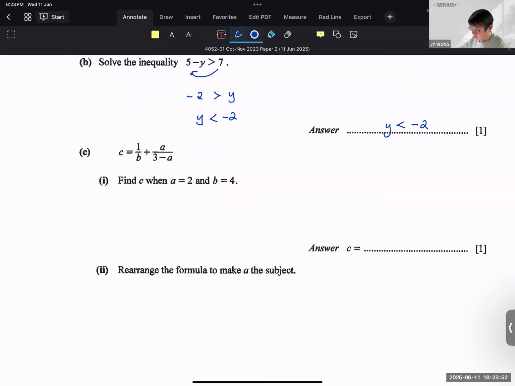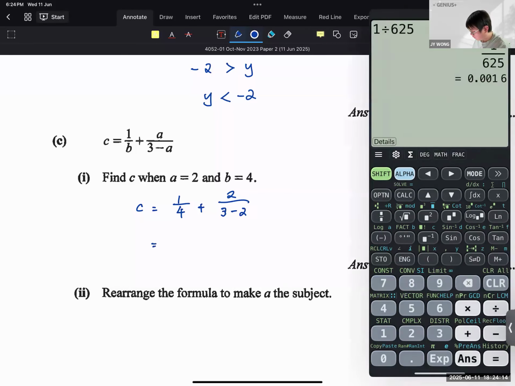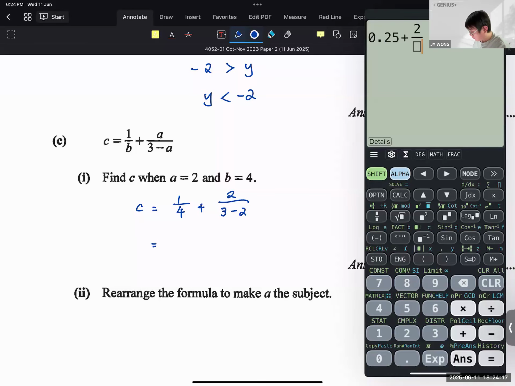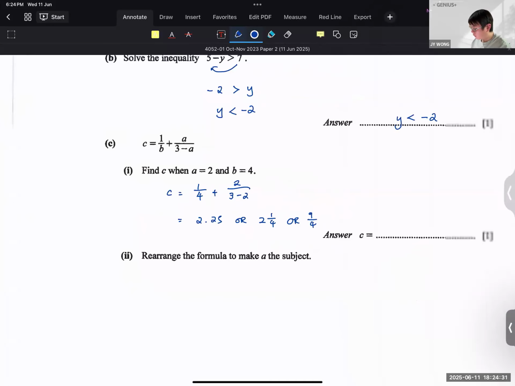Question C, part 1 is still very straightforward. So C is simply equals to 1 over B. B is 4 plus A, which is 2 over 3 minus 2. And therefore, press your calculator, you should get either 2.25, or you can leave it as 2 and 1 out of 4, or you can even leave it as 9 out of 4, up to you. Okay, any of these answers are acceptable.